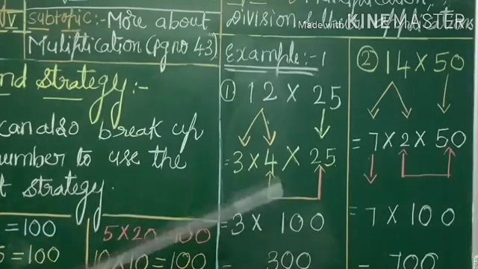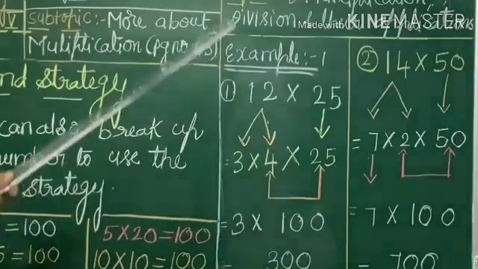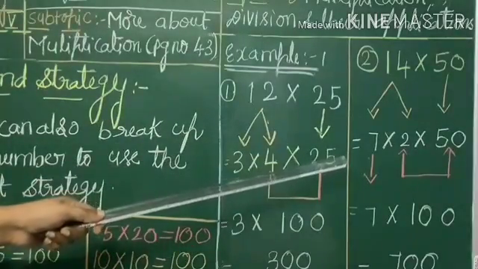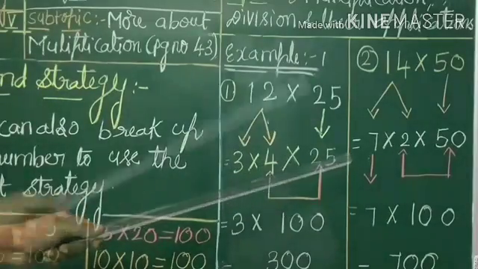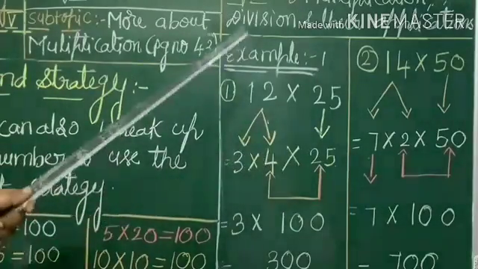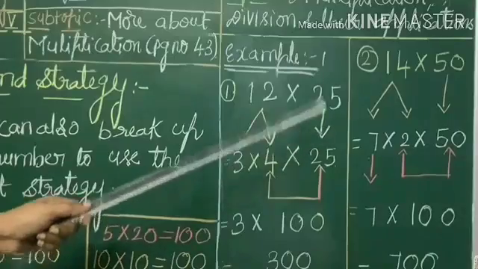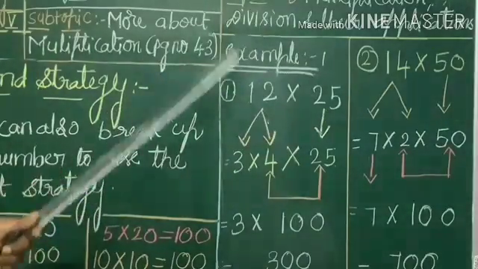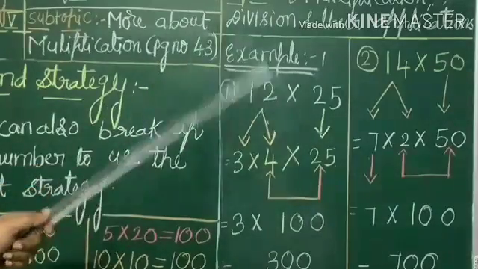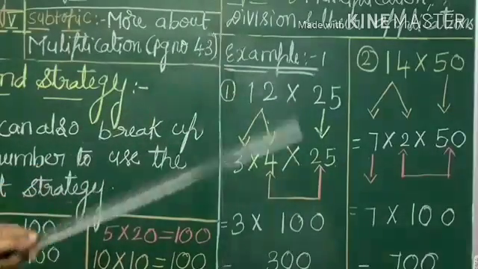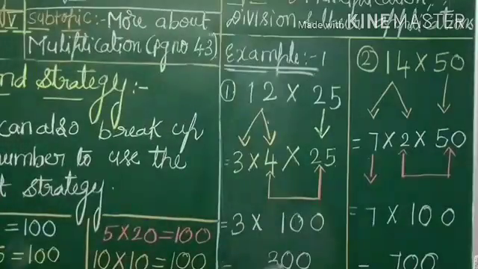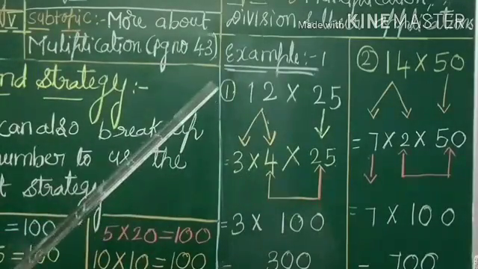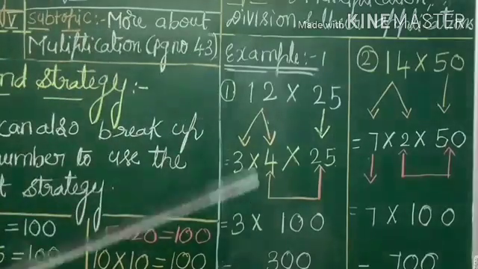Is it clear, children? So the second strategy is nothing but you have to break up one number to use the first strategy. While breaking up numbers, you have to see the combinations, that is 25 into 2, 25 into 4, 50 into 2, 10 into 10 and 20 into 5. That means which two numbers if you multiply, you get 100. According to that, you have to break up the second number. Is it clear, children? Okay. Now I hope you understood the second strategy.